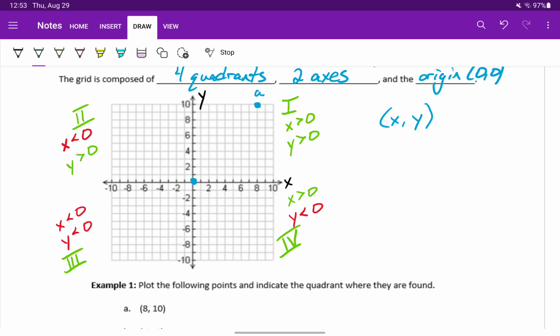For part B, we want to plot -1, 4. So we'll move -1 in the x direction, and then up 4 in the y direction to get our point B. Next, we'll plot -10, 0, meaning we'll head to -10 in the x direction and 0 in the y direction, so we don't move up or down, we just stay right on the axis there. And that gives us point C. For point D, we'll move 0 in the x direction and down 5 in the y direction to get point D.